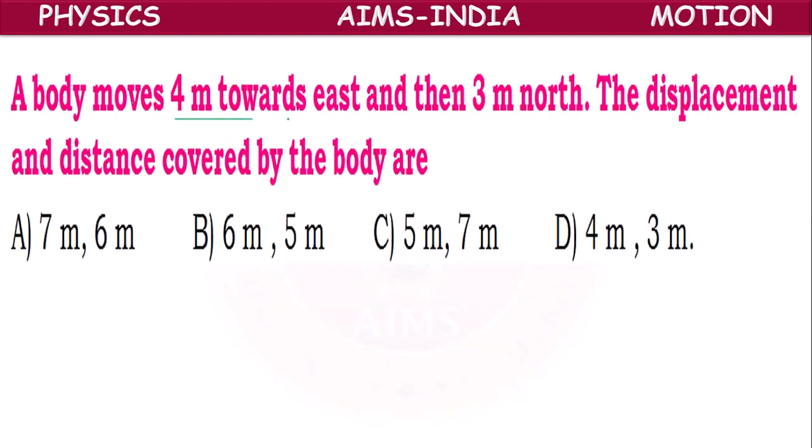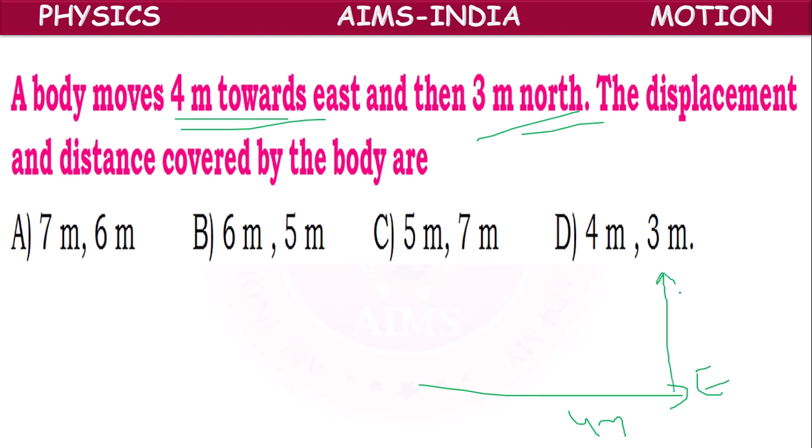Next one. A body moves 4 meters towards east. From there it moves 3 meters towards north. The displacement and distance covered by the body are.